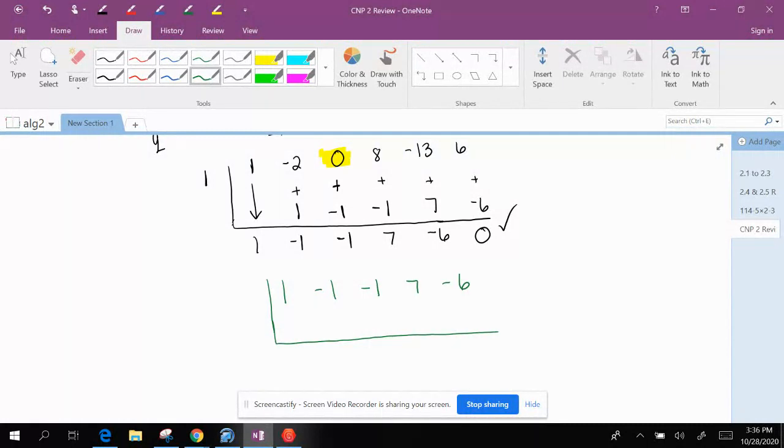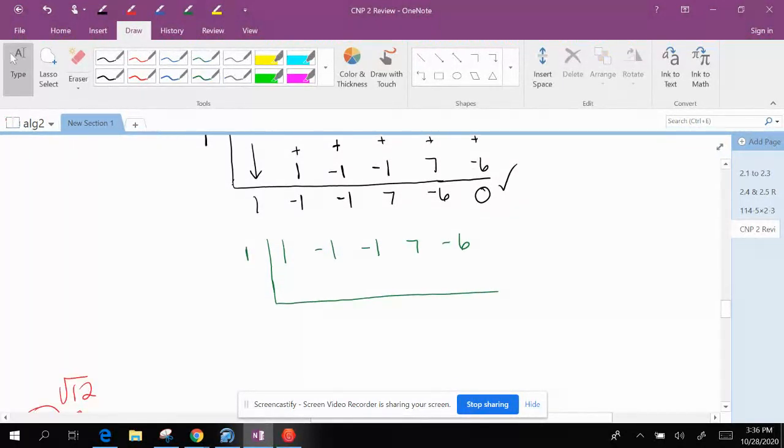So let's use 1 again. Because remember, with every new synthetic division we do, we can repeat our numbers. So let's give it a shot. We get 1, bring it up, add a 0, times 1 is 0, add negative 1. So it works.